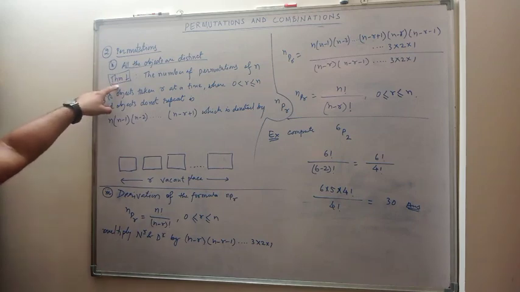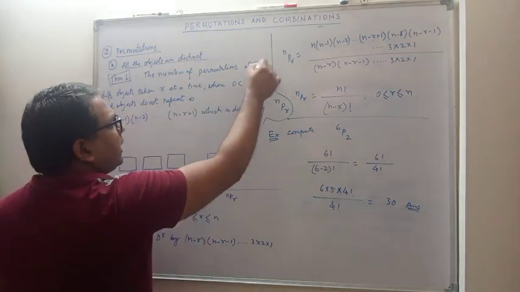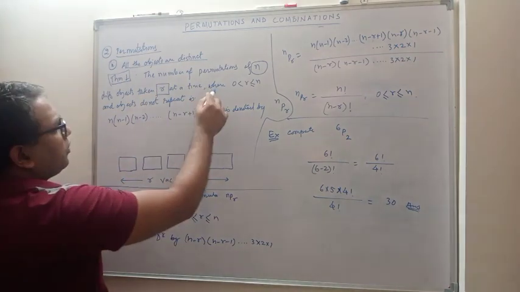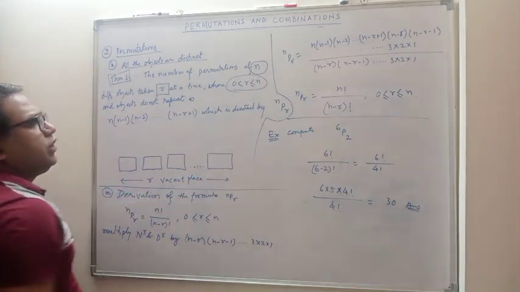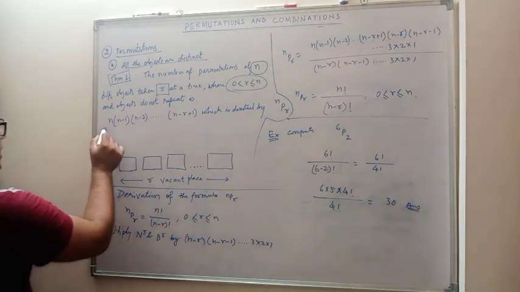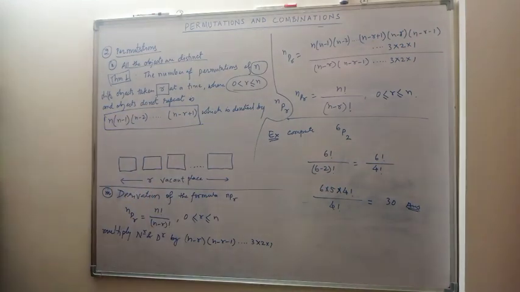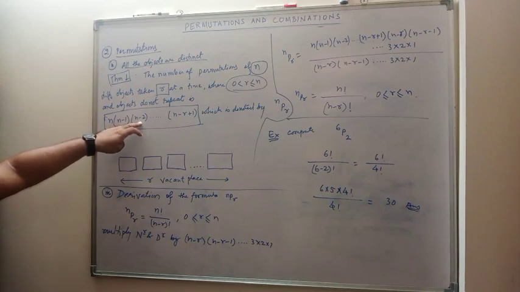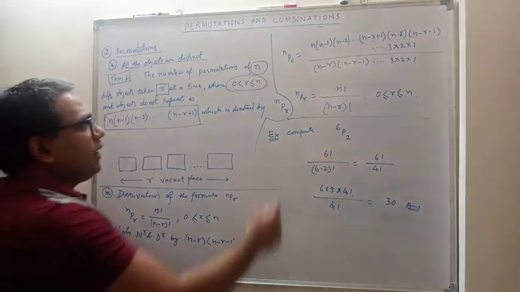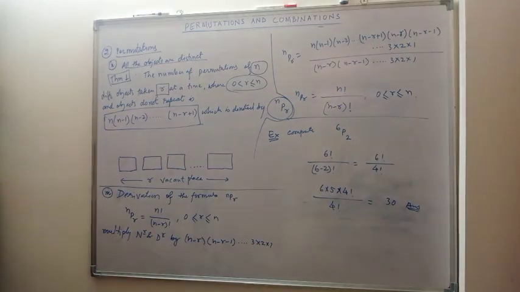Theorem 1 states that the number of permutations of n different objects taken r at a time, where r is between 0 to n and objects do not repeat, is equal to n into n minus 1 into n minus 2, and it will go up to n minus r plus 1, which is denoted by nPr.